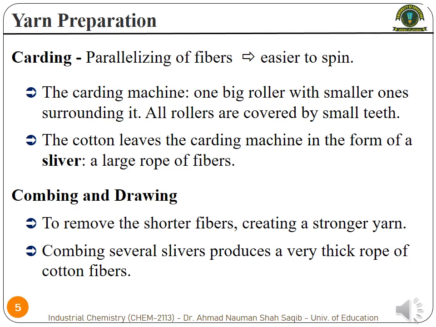Then in some cases there is a process of combing, depending on what kind of cotton we are dealing with and what the application is. In some it's an optional process in which mostly the shorter fibers are removed, and it creates a stronger yarn using long fibers.